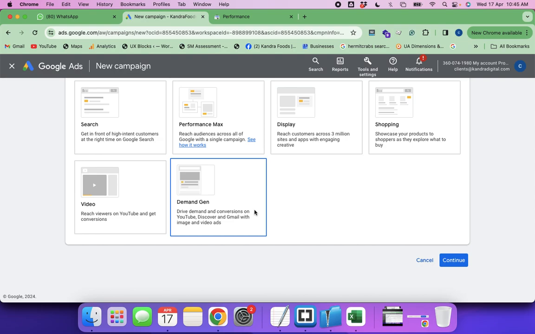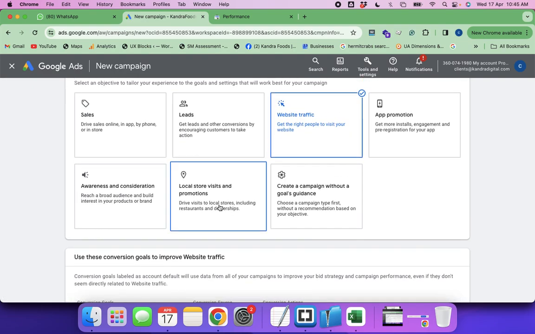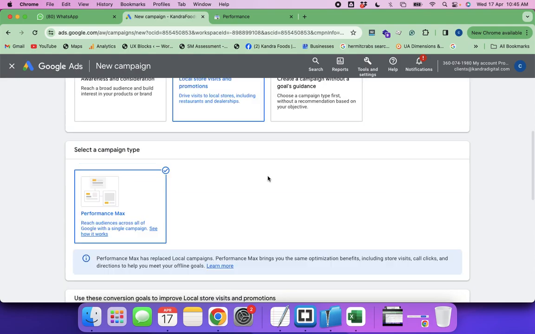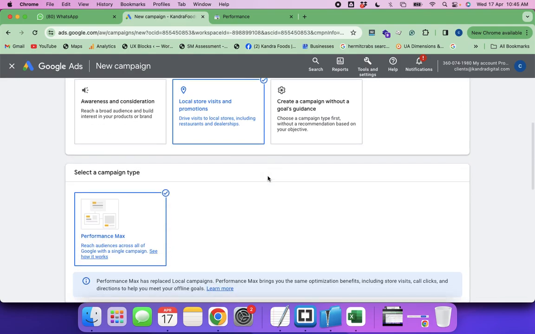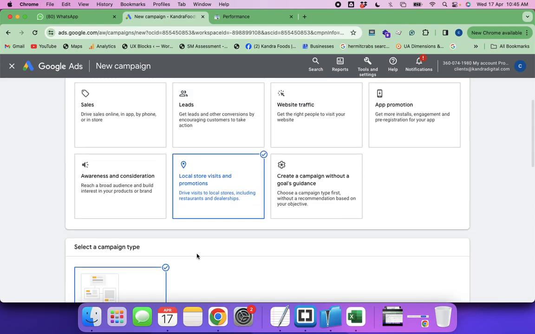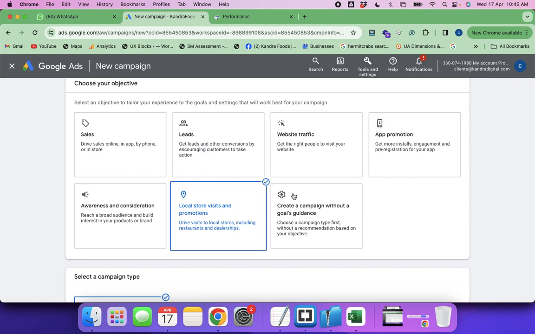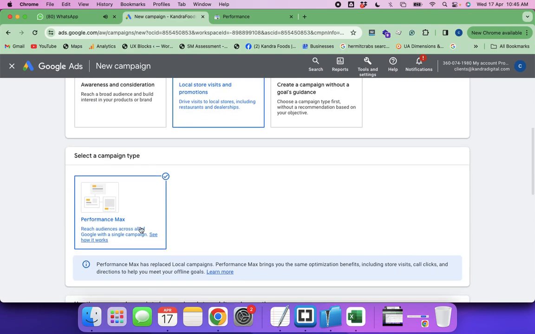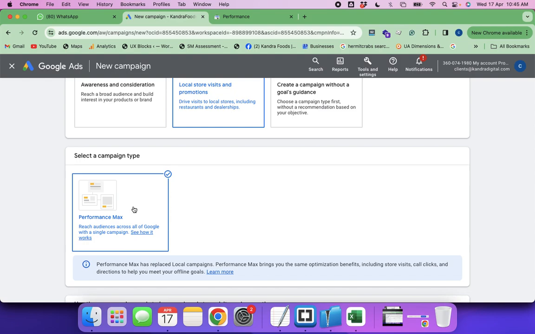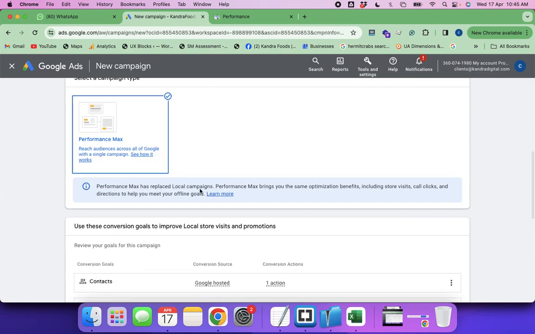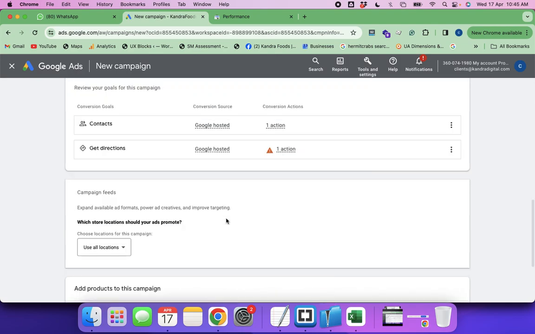Okay, so we have seen this demand generation as well. Just that we'll see this local store visits and promotions instead of website traffic. See, local store visits and promotions is nothing but performance max. We are explicitly clicking performance max when we pick website traffic. Now it's the same thing, just the names are given differently. When I'm picking local store visits and promotions, it's just the performance max where your ads will be displayed on Google Maps, on display, and on the search results. We have already learned performance max campaign and how to launch it. We have also understood demand generation as well.